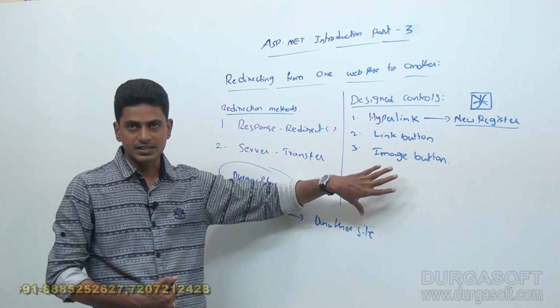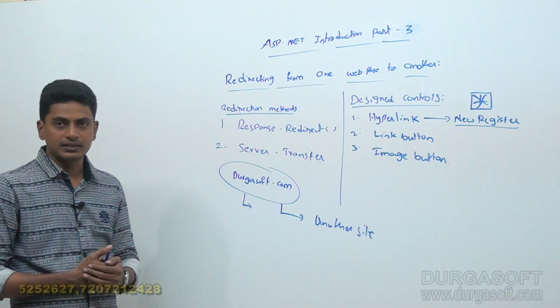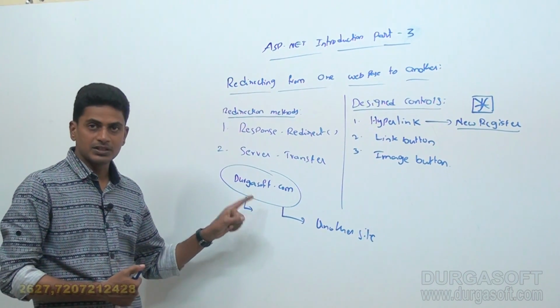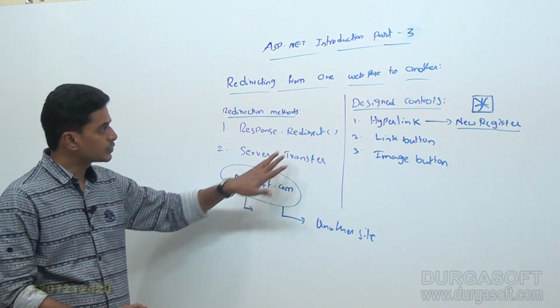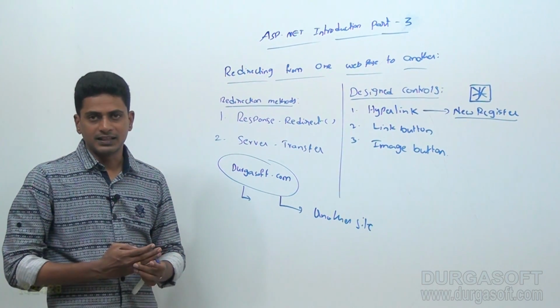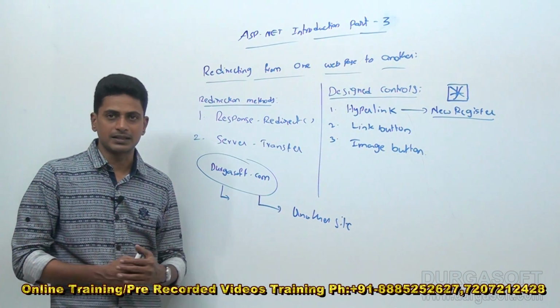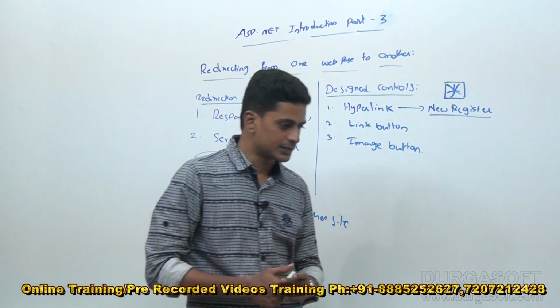So these are the design controls. If you use a design control, you can redirect. If you use a redirection method, you can also redirect. We will see in the practical implementation how to work with the redirection methods, what the differences are, and how to work with the design controls. We'll see the practical implementation now.